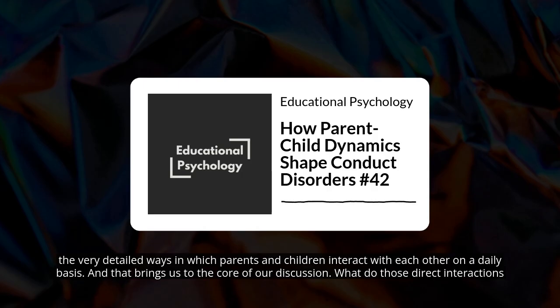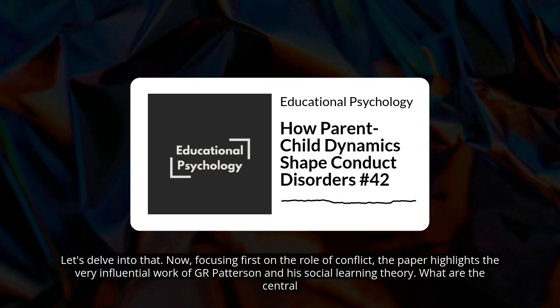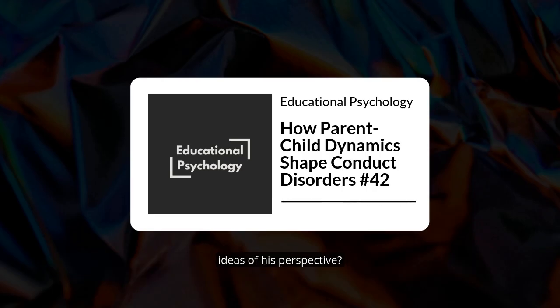Right. And that brings us to the core of our discussion. What do those direct interactions actually look like in families where a child has conduct disorder? Let's delve into that now, focusing first on the role of conflict. The paper highlights the very influential work of G.R. Patterson and his social learning theory. What are the central ideas of his perspective?